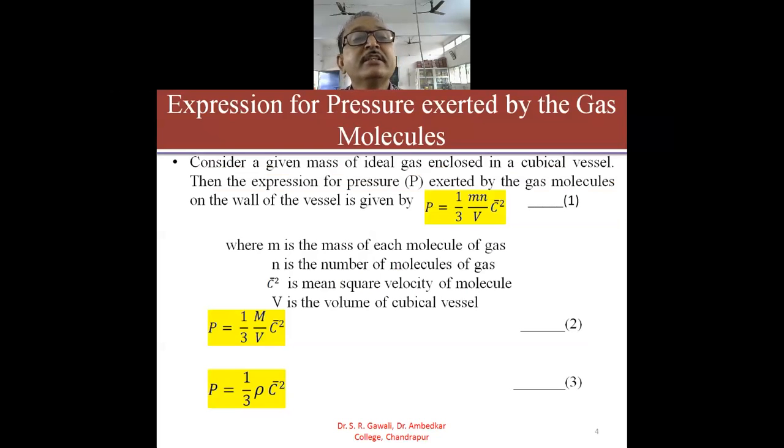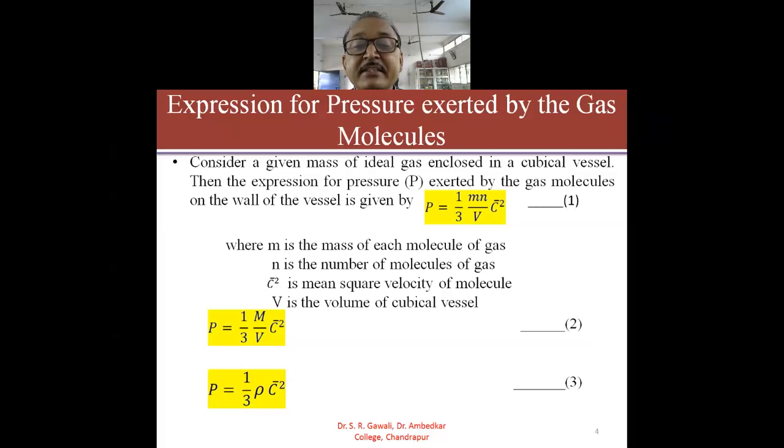Then we have also seen the expression for the pressure exerted by the molecules of the gas. You have also derived this expression in the 12th standard. For that purpose, consider a given mass of ideal gas enclosed in a cubical vessel. Then the expression for the pressure exerted by the molecules of the gas on the wall of the container or vessel is given by P is equal to 1 by 3 m n upon V into C bar square. This is equation number 1.